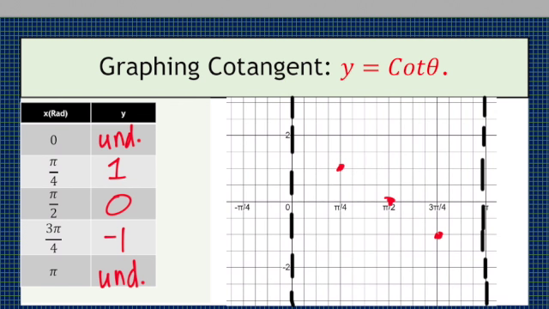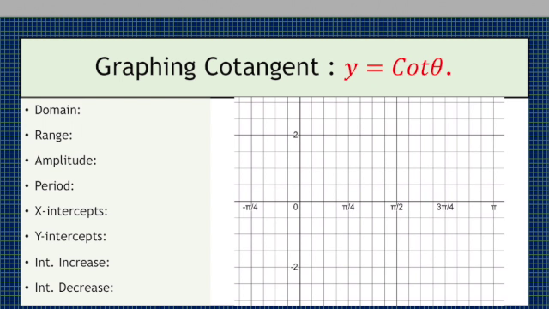And we know that if we go to the left, it's going to kind of curve up. And as I go to the right, it's going to kind of curve down. It looks something like that. Okay, well, not perfect, but it's close enough. Let's go ahead and look at the features of cotangent now.